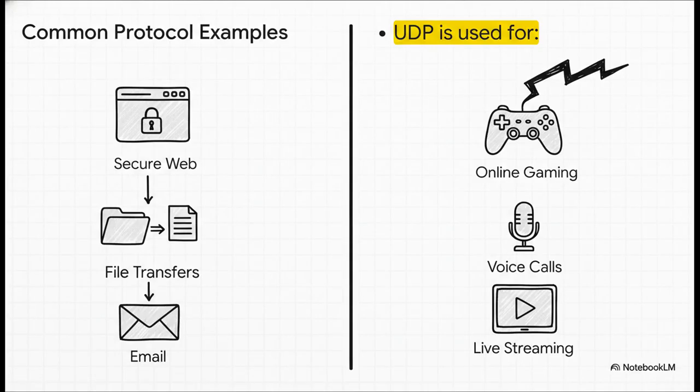You use TCP for things that absolutely positively have to be perfect. Think about loading a secure website with HTTPS, or downloading a file with FTP, or sending an email. You can't have missing bits and pieces there. But then you have UDP, which is the undisputed champion for real-time stuff like voice calls, live streaming, or online gaming, where a tiny momentary glitch is way, way better than a long, awkward pause.